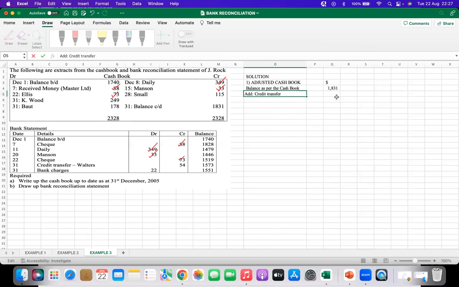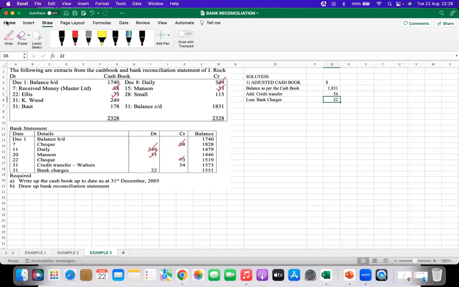So credit transfer, it's 54. You'll add it because it was credited in the bank statement. And then there is a bank charge. Bank charge you less because it's a debit in the bank statement. And the bank charge is 22.